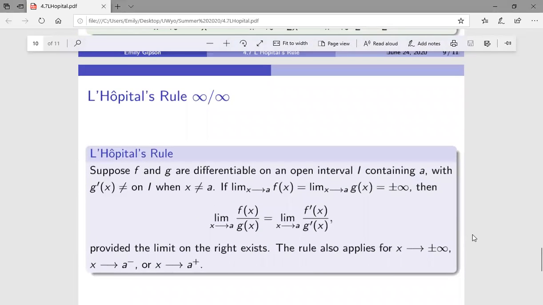So what about the case when we get infinity over infinity? Suppose f and g are differentiable on an open interval I containing a point a, with g prime of x not equal to 0 on I when x is not equal to a. If the limit as x approaches a of f of x and the limit as x approaches a of g of x both go to positive or negative infinity, then the limit of the ratio of those functions is equal to the limit of the ratio of their derivatives, provided the limit exists. And the rule applies for x goes to positive and negative infinity, x goes to a from the left, and x goes to a from the right.